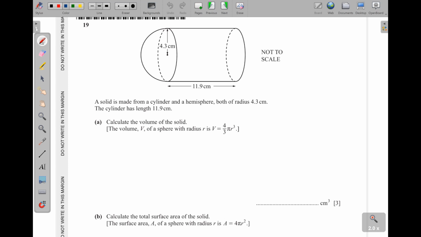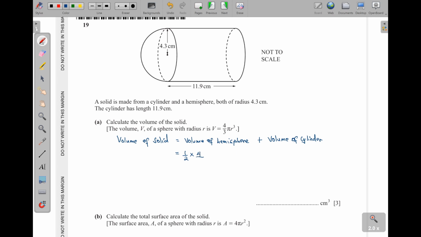Question 19. A solid is made from a cylinder and a hemisphere, both of radius 4.3. The cylinder has length 11.9. Part A. Calculate the volume of the solid. So volume of the solid is going to be equal to, we get volume of the hemisphere, and then we add volume of a cylinder, because they are put together, volume of the cylinder.